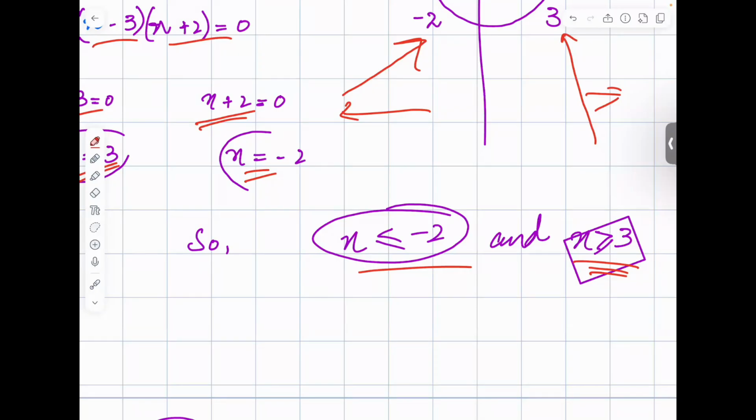So in short, we are simply solving quadratic equations, nothing else but introducing inequalities, and those inequalities are simply telling me which portion of the graph above the x-axis we have to take and which portion of the graph below the x-axis we have to take. Okay.